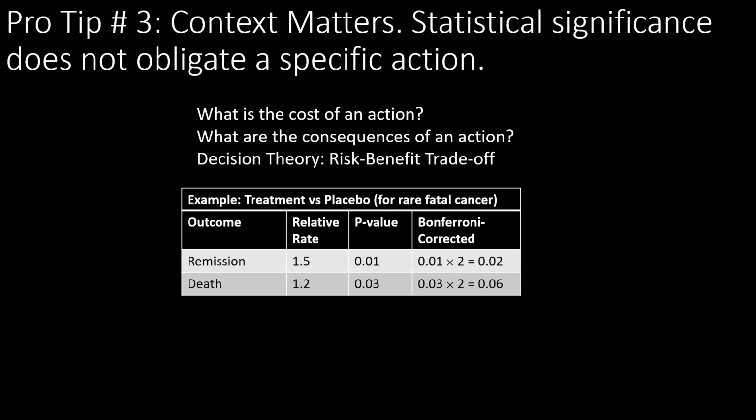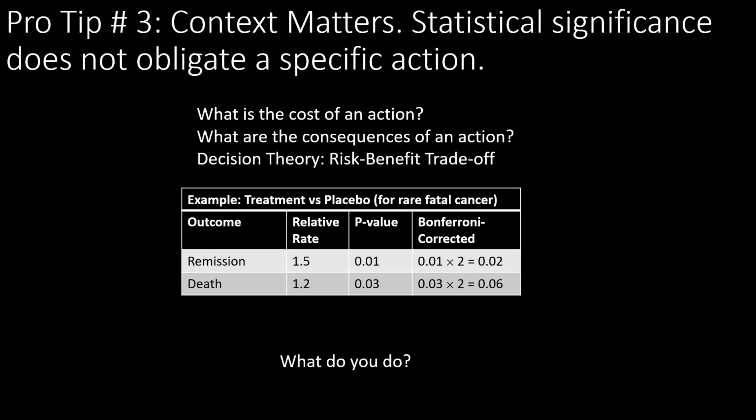And we found that the new treatment is associated with a higher rate of remission than the placebo, with a raw p-value of 0.01, Bonferroni of 0.02. But let's say it also could have the effect of potentially accelerating death. So let's say it's also associated with a higher rate of death, uncorrected p-value of 0.03, Bonferroni corrected p-value of 0.06. So in this case, what do you do?